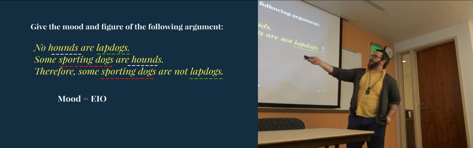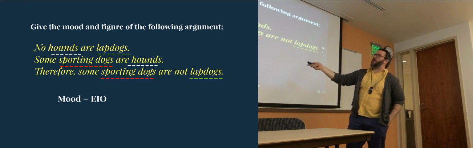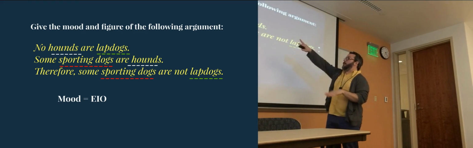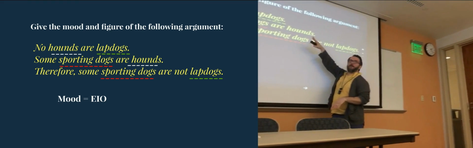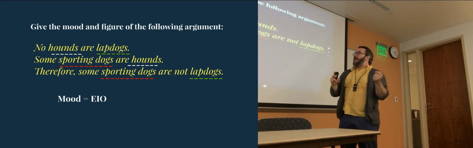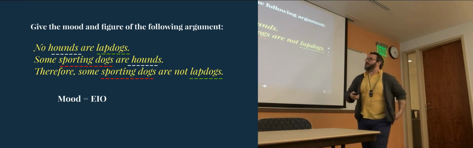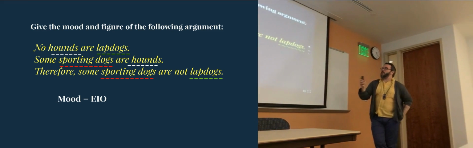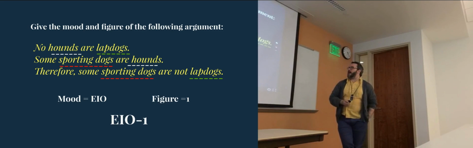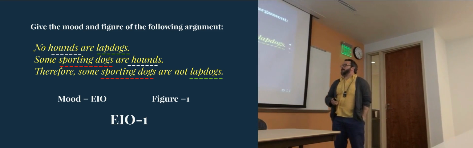E-I-O, and we can figure that out because it's an E statement, an I statement, and an O statement. And I have to put it in standard form first. I have to make sure, because if this wasn't in standard form, if I had swapped the first 2 premises, I wouldn't be able to notice right off the bat. And instead of E-I-O, I would have said the mood was I-E-O. So the mood is E-I-O, and what's the figure? 1. This is E-I-O 1. Bing!